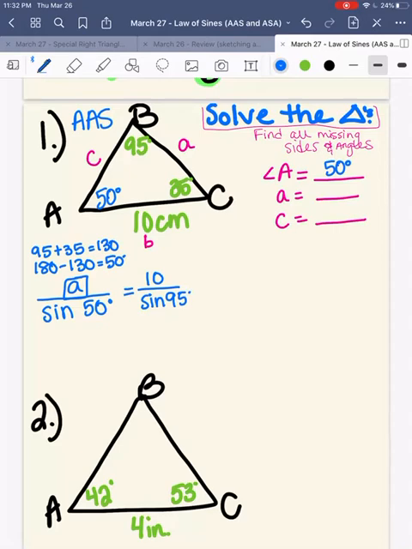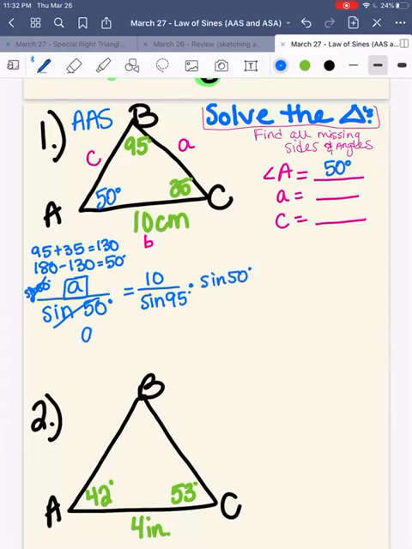I am trying to solve for this side right here. If I want to get that side by itself, I need to get rid of divide by sine 50. How do I get the A isolated? The inverse operation of divide by sine 50 is times by sine 50, and I'm going to do it on both sides.